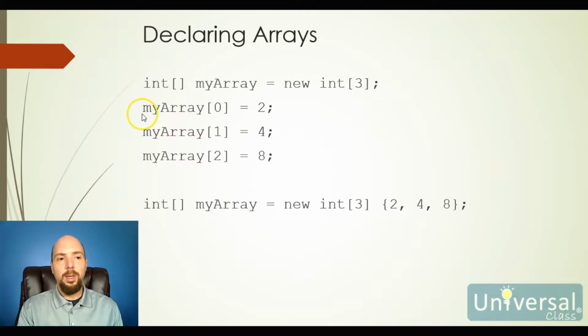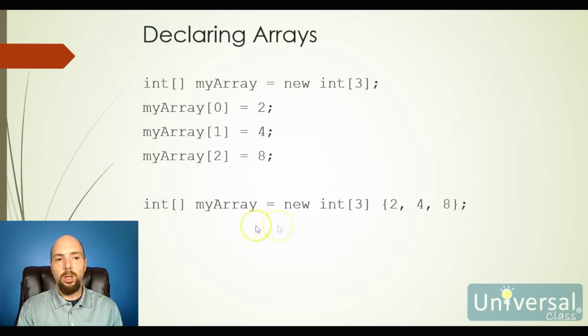Then the next step is to reference each memory location. So I can say myArray[0], which remember 0 is the first one, is equal to 2. So what we're going to do is put the number 2 in the first array element. And then myArray[1], which is the second array element, we're going to put the number 4. And then myArray[2], which is the third element, we'll put the number 8. Alright, so this is the long way to do it.